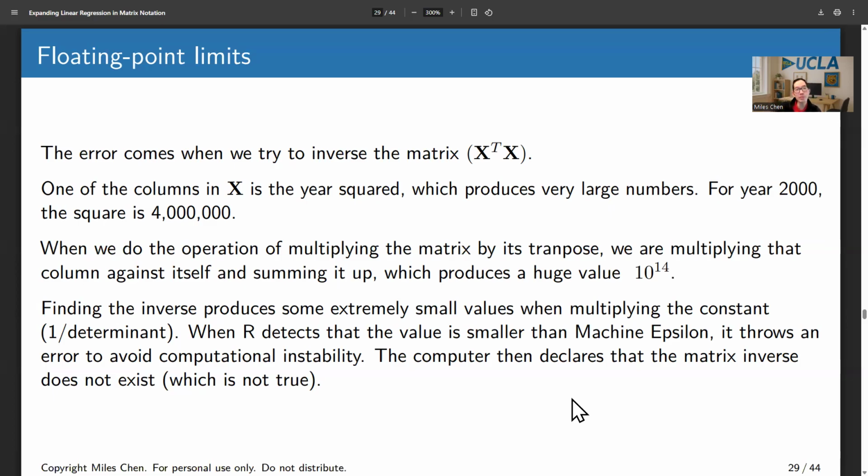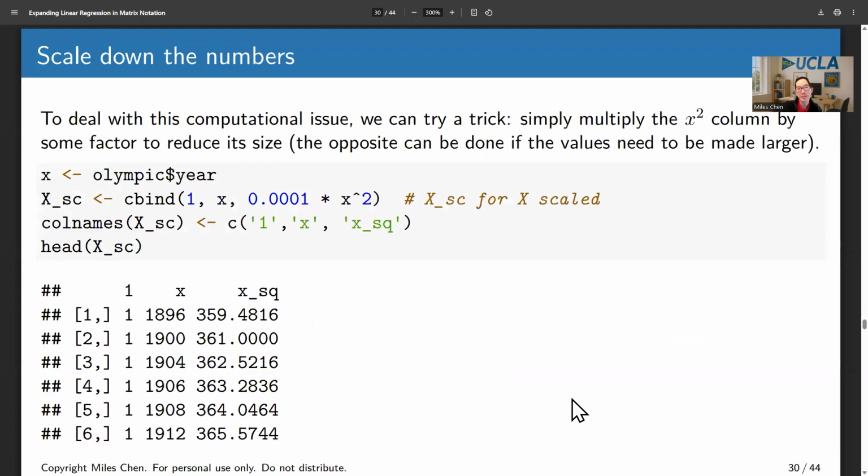Okay. And so these are things that we have to keep in mind when we do computational work on the computer, that we are not dealing with real numbers, we are dealing with approximations of real numbers that have limitations. Okay. So we can avoid this just by scaling our numbers down.